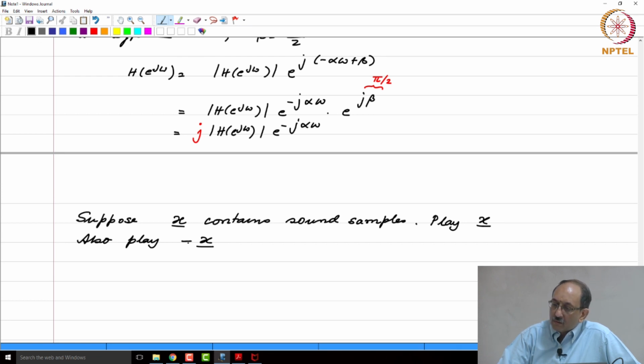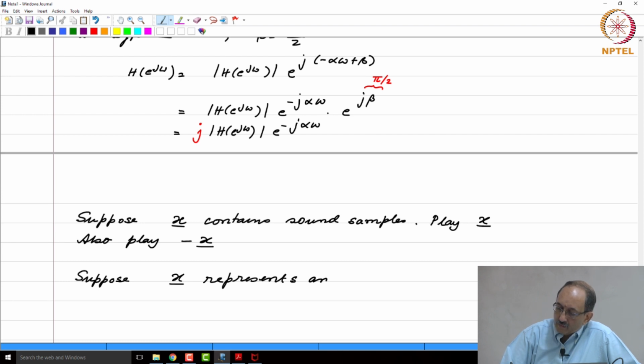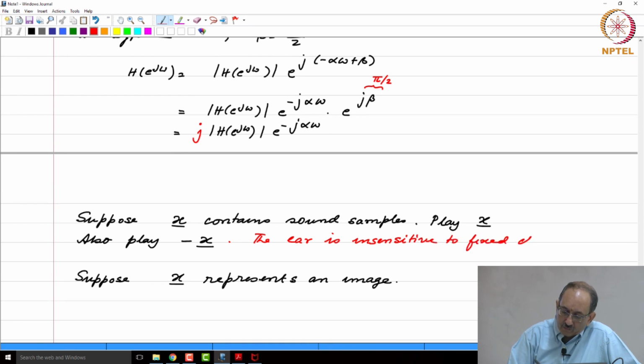Now, if you have an image, you can plot the image in MATLAB. So, x can now represent an image, right. Suppose now x, so let me just complete this. The ear is insensitive to fixed changes in phase.